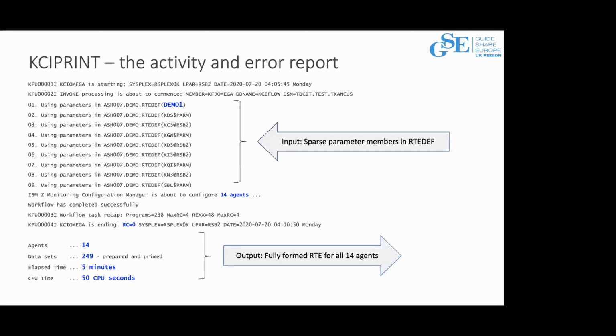If all goes well, it will say in the middle, as you can see there, that all 14 agents completed successfully, or configuration completed successfully, and it'll give you a return code. In this case, return code equals 0. Then it gives you a summary at the bottom. You'll see it configured 14 agents, created 249 data sets, and they are primed. And it took 5 minutes and 50 CPU seconds. Again, if you compare that to PalmGen, it's vastly improved. And I know Richard's on and he's done this and he's seen the difference as well.